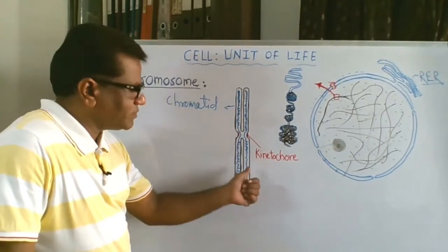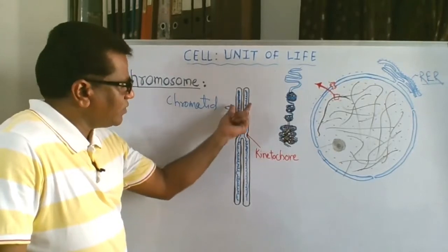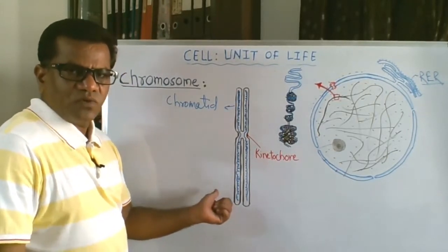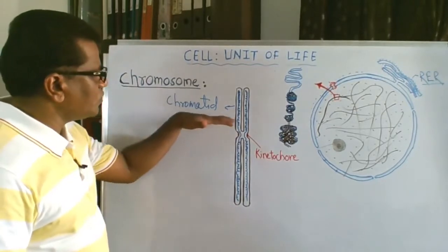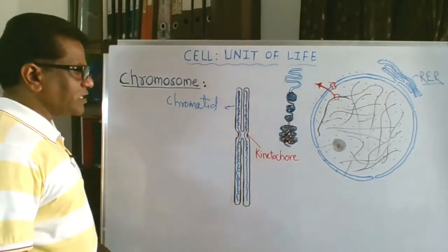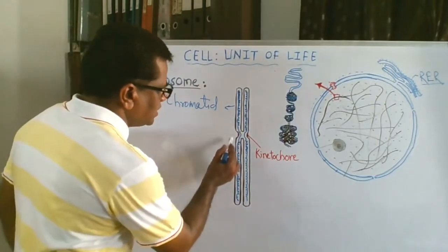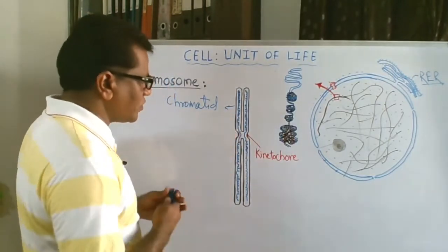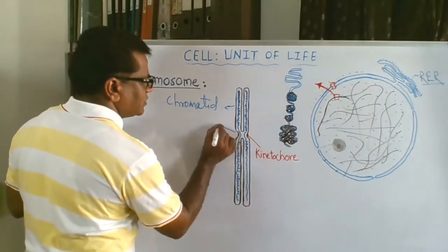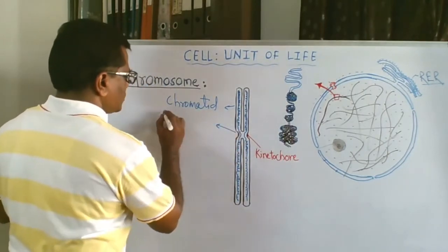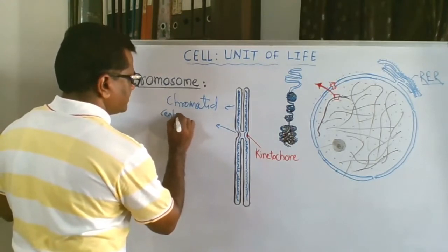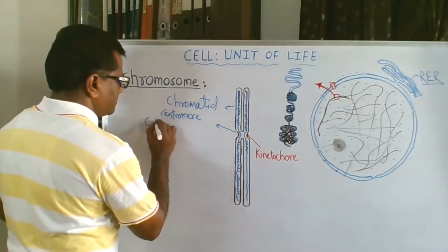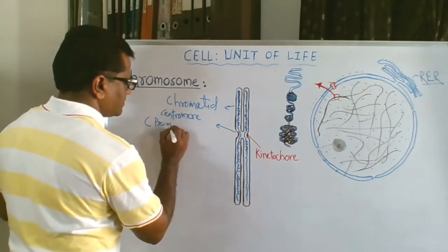Already replication of the DNA has taken place, and now this chromosome with two chromatids, also called sister chromatids. So two chromatids are present here at one place. Here it shows constriction. This is called the primary constriction or the centromere. Centromere, also called primary constriction.